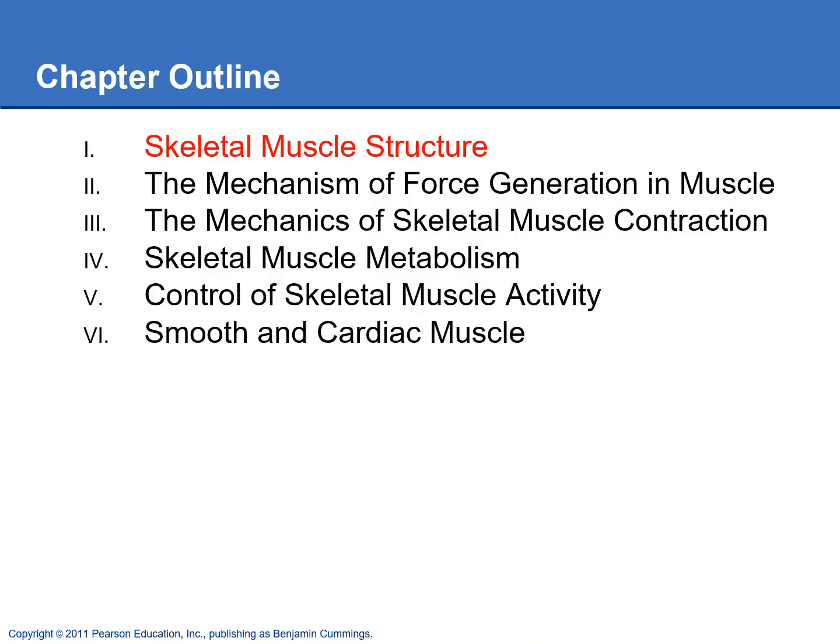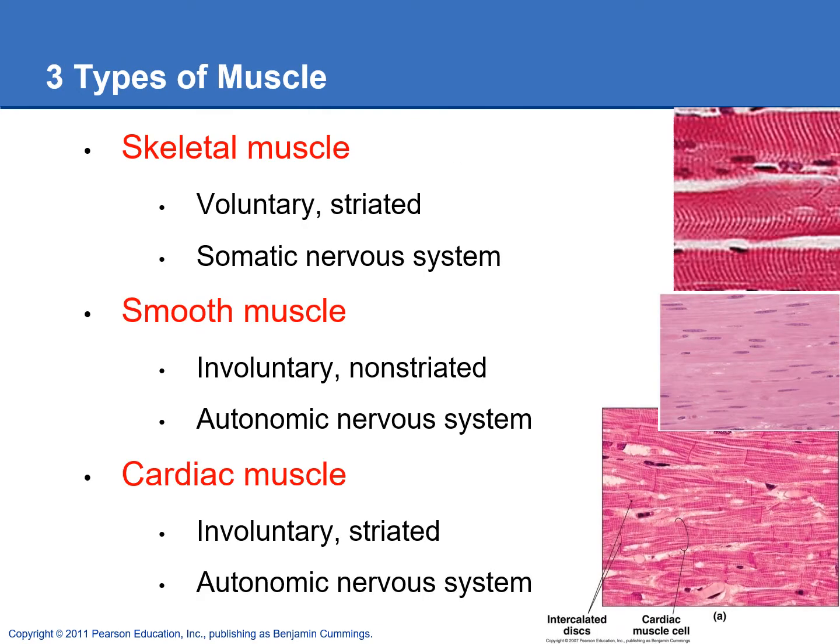We're going to take a look at skeletal muscle structure in this lecture. There's three different types of muscle. We have skeletal muscle, smooth muscle, and cardiac muscle. The difference between these: skeletal muscle is striated or striped, and you can see that striated pattern here in this picture on the right. And it's under voluntary control because it's innervated by the somatic nervous system.